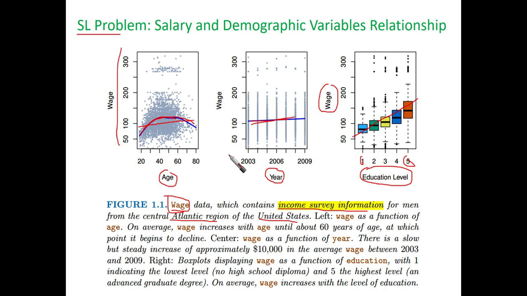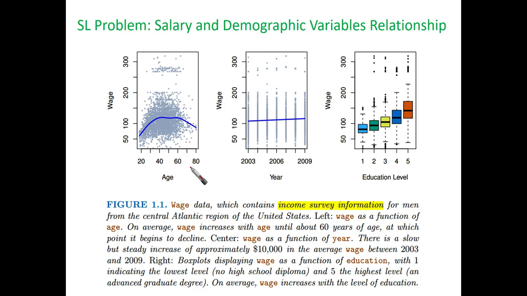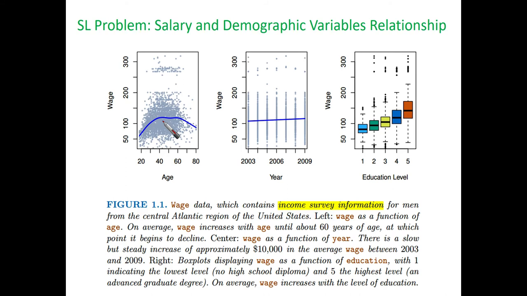Now the wage data that we saw is basically predicting continuous or quantitative output values. We have the variables age, year, and education level, but the wage is somewhere between here and here, so in between it might take any values. That's why we say this is predicting continuous, quantitative output values. If we just take this age, what is the wage? Perhaps this one. It has a very specific quantity.